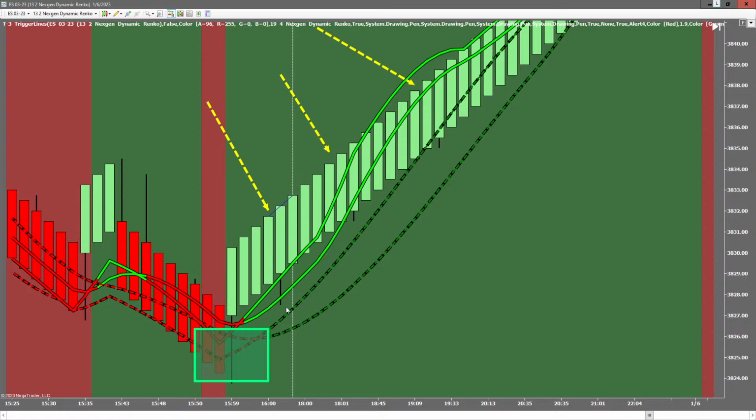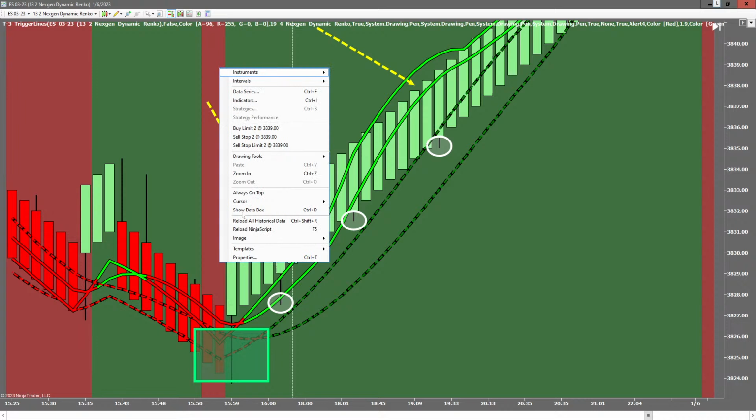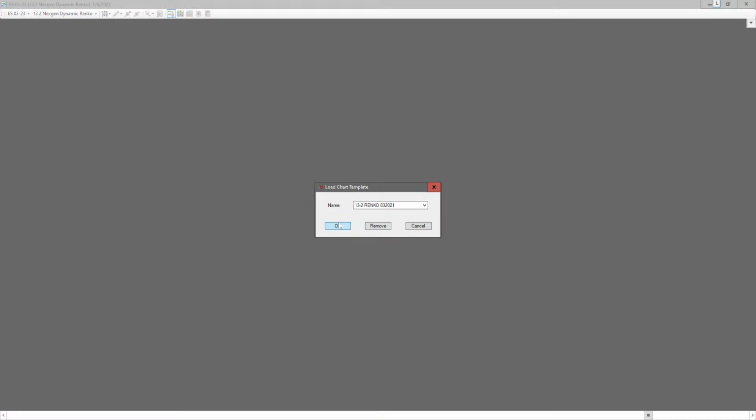Now watch, I'm going to do one more thing. All right, can you guys see that? Now, these look like trend trades to you historically, don't they? When I put the templates back on, bear with me a second. It's taking longer than I anticipated.